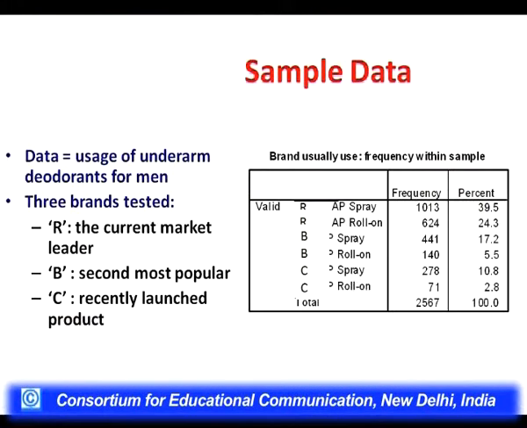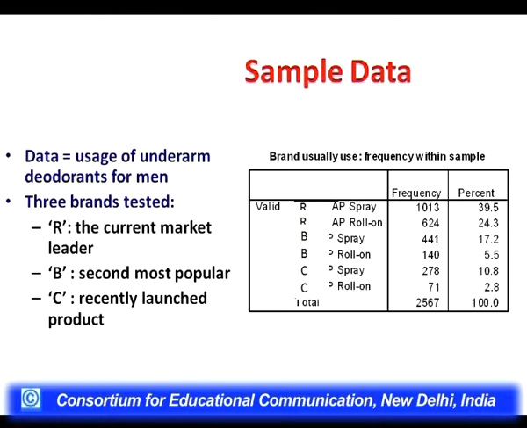3 brands tested are R the current market leader, B the second most popular and C recently launched product. Okay, brand usually use frequency within a sample. Number of people using these brands are checked and their frequencies are checked. R AP spray and R roll-on. There are 2 types of deodorants provided by the brand R. Frequency for first case is 1013 and for the second case it is 624, and corresponding percentages are 39.5 and 24.3.